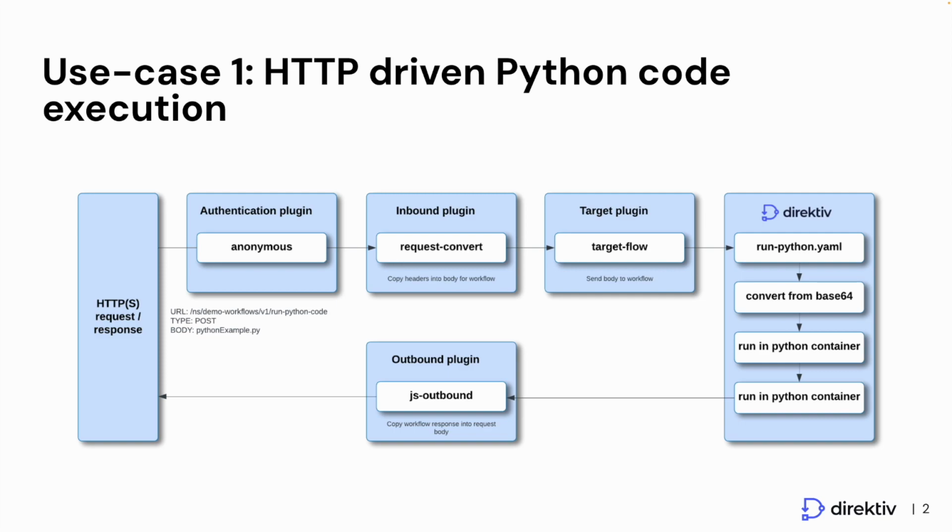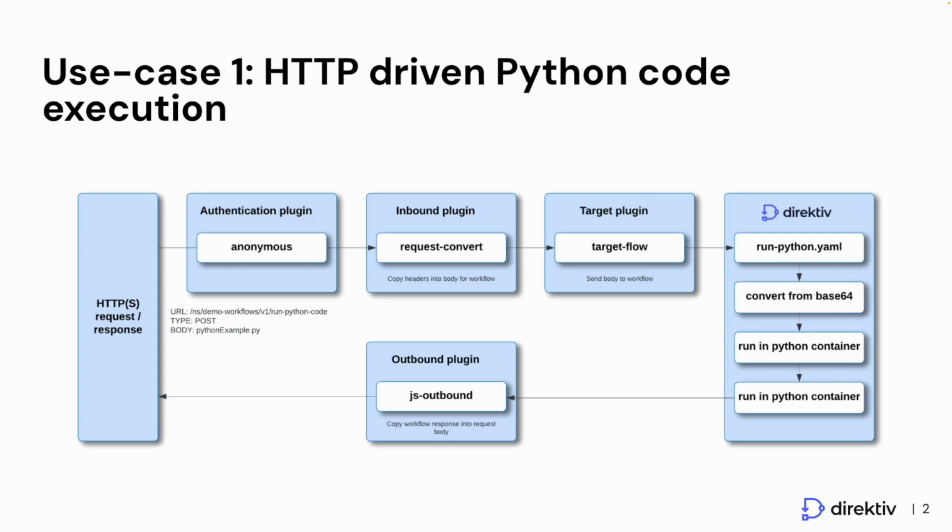The first thing this workflow is going to do is convert this body object that we received, which is the Python script, but it's base64 encoded at this stage. We're going to convert that base64 to a text-plain file, and then we're going to put that inside the Python container, which is literally just a Python container from hub.docker.com. And then we're going to run that Python container and take the output.